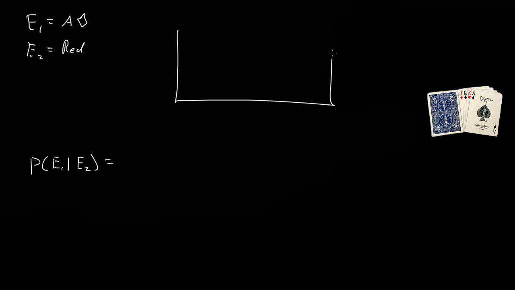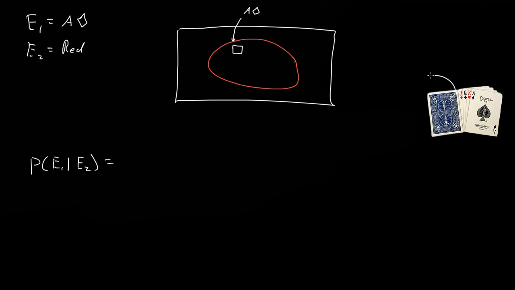Well, if we were to draw a Venn diagram, we'd have our red area. So all the cards in here are red. And then we'll have our little ace area, which represents getting the ace of diamonds. So when I tell you that we pull out one card, what's the probability of it being an ace of diamonds given that it's red?